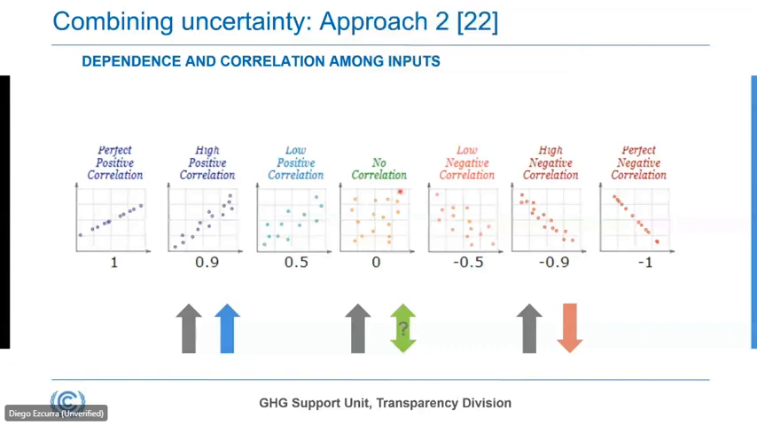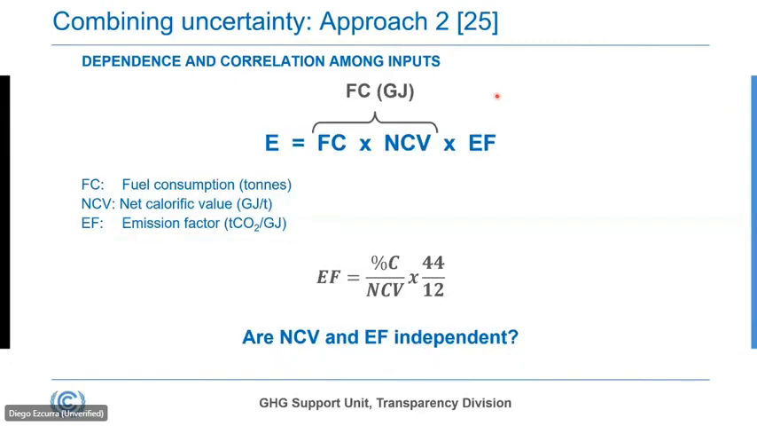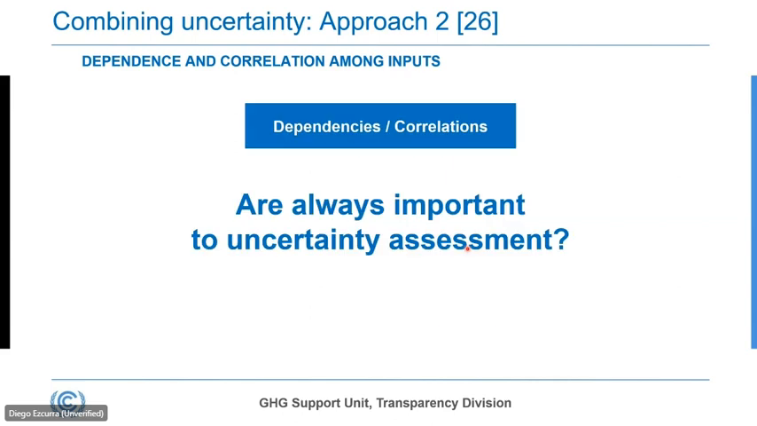We may find, it's not so common, but there are some cases where we may find non-linear correlation. That's very common, for instance, in energy. In general, emission factor, net calorific value, fuel consumption, they may be correlated. If we have information of the fuel consumption in energy units, and we apply an emission factor that by default includes the net calorific value, we are having data that's not really independent. So we need to be careful on this type of things.